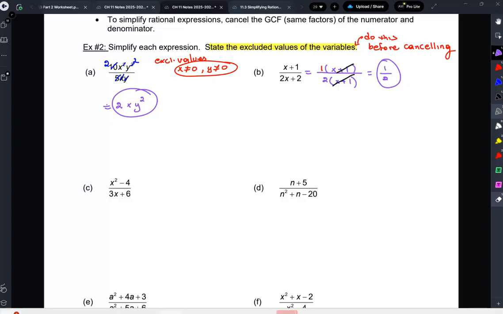But now we have to do the excluded values. So we have to do this before the step that we canceled. So from 2x plus 2. So here, 2x plus 2 equals 0, minus 2, divide by 2, divide by 2, x is negative 1, right? So I say x can't equal negative 1.